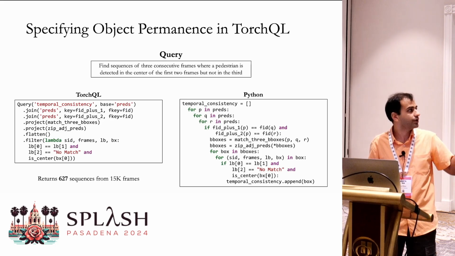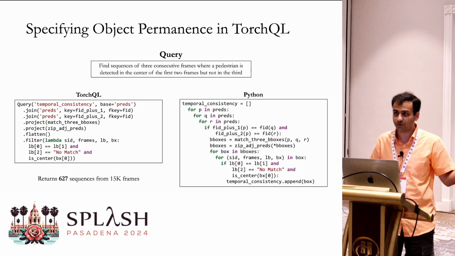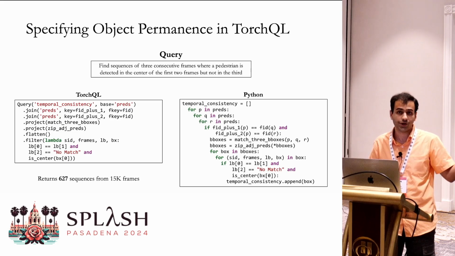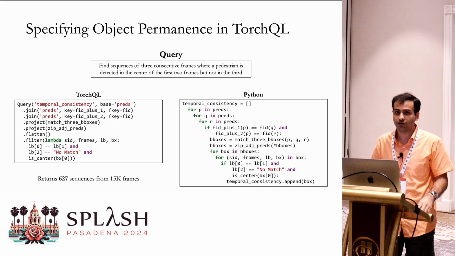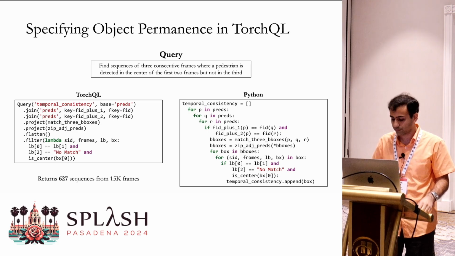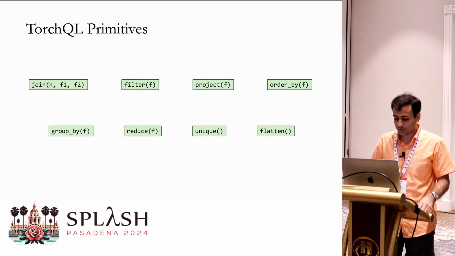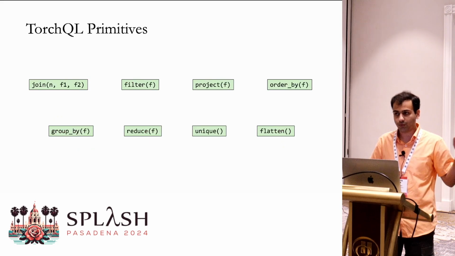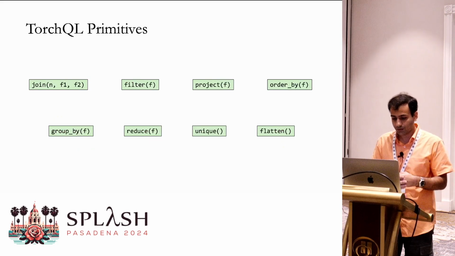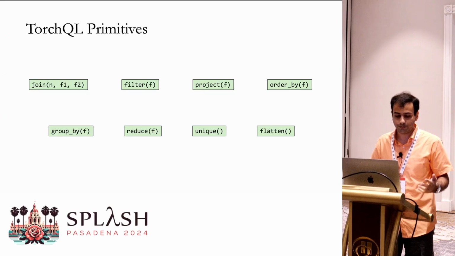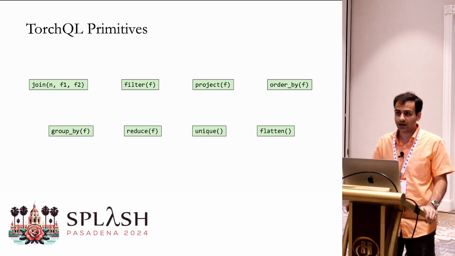And now here you can see the difference between the TorchQL code and the Python code. The Python code is way more complex to actually write and even read for anyone else coming in and trying to see what this integrity constraint is. And so we see that TorchQL provides these primitives and makes it easy. And in total, we have 8 primitives or operations that lets us write.